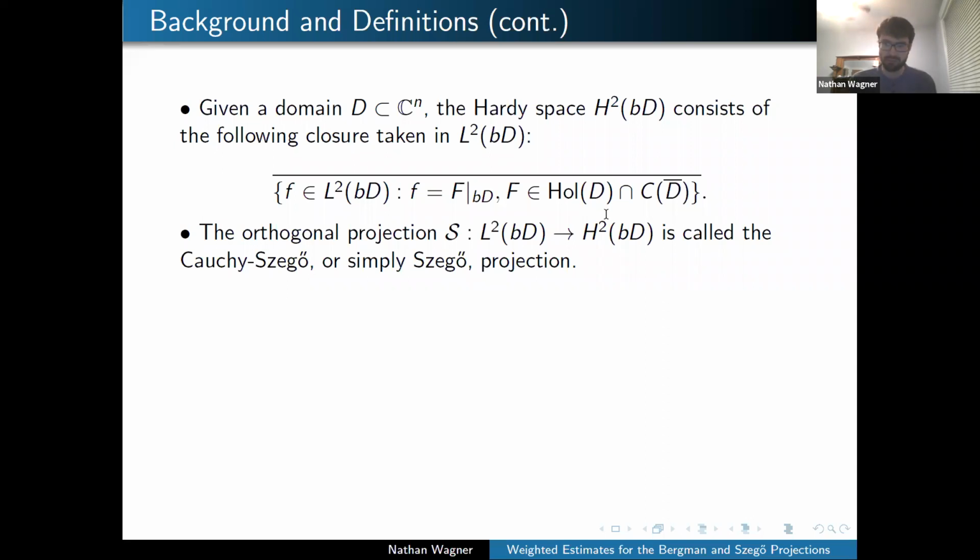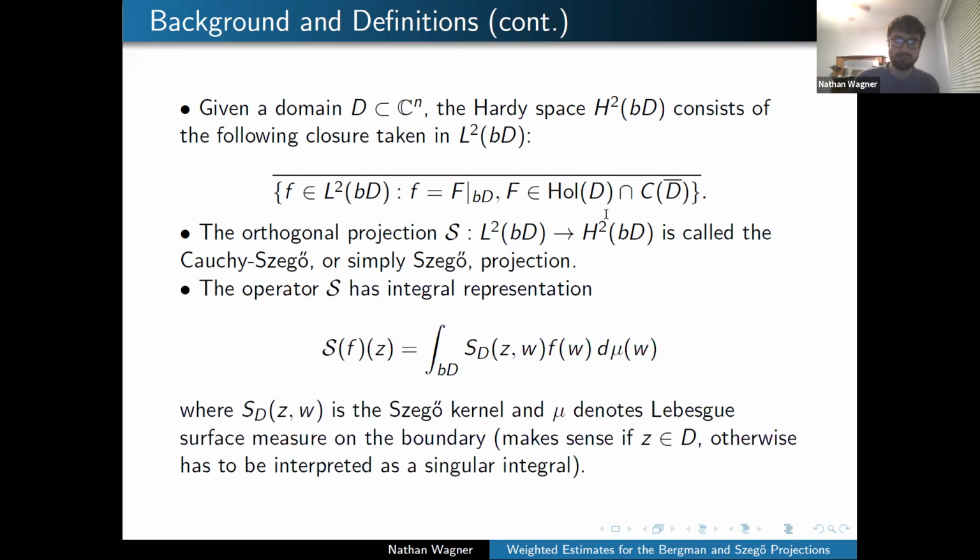And then again, for the same reasons, we can form an orthogonal projection from L2 to H2, and that's referred to as the Cauchy-Szegő, or simply the Szegő projection. And this operator also has an integral representation. So now it's an integral on the boundary instead of an integral on the inside of the domain. And we integrate f against this object S_D(z,w), which is called the Szegő kernel. And we're using mu here to denote Lebesgue surface measure on the boundary. I would like to use sigma, but later I'm going to be using the letter sigma to denote a weight.